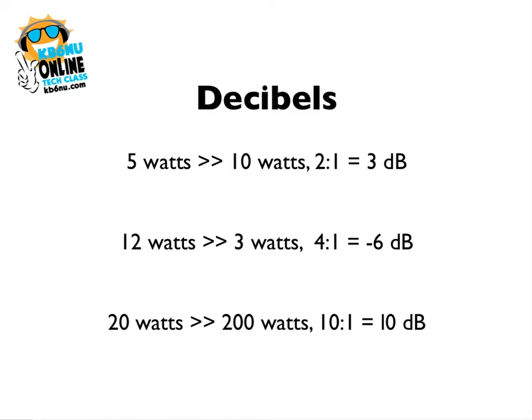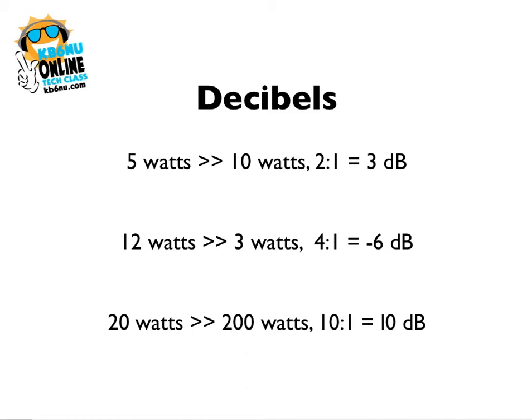Question: what is the approximate amount of change measured in decibels, dB, of a power decrease from 12 watts to 3 watts? Answer: minus 6 dB. 6 dB corresponds to a ratio of 4 to 1, and a decrease in power from 12 watts to 3 watts is a ratio of 4 to 1. And because this is a power decrease, the value in dB is negative.